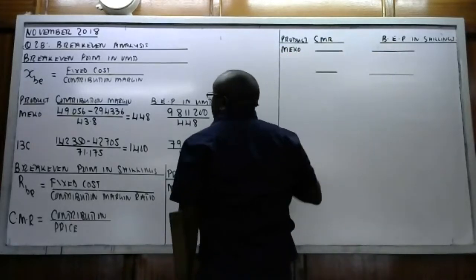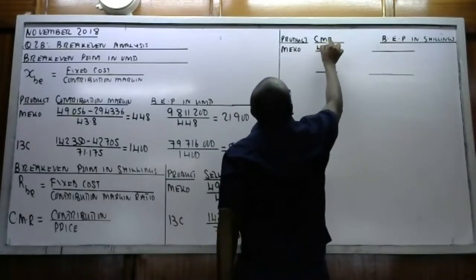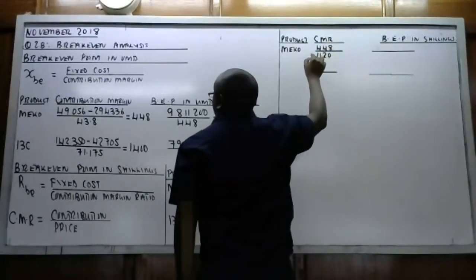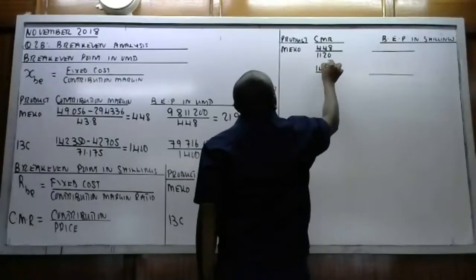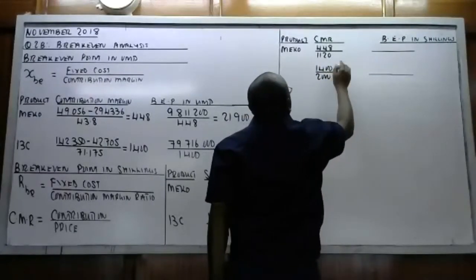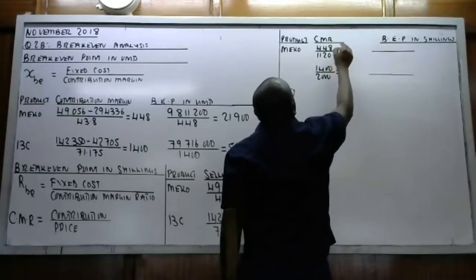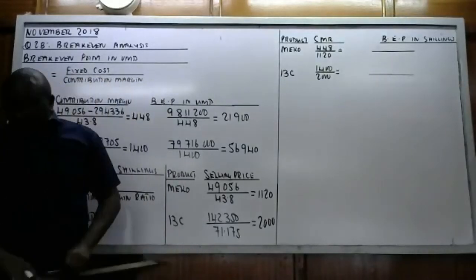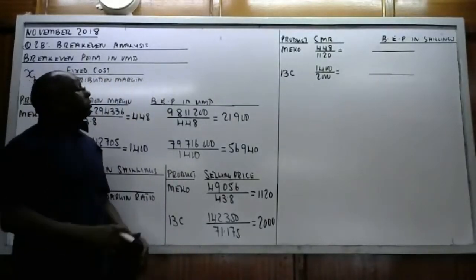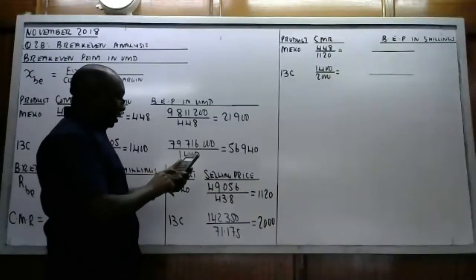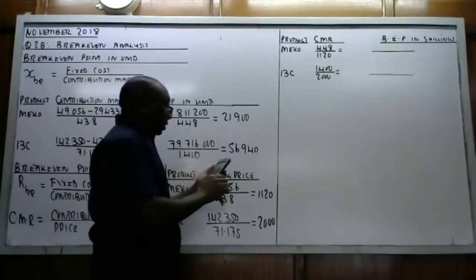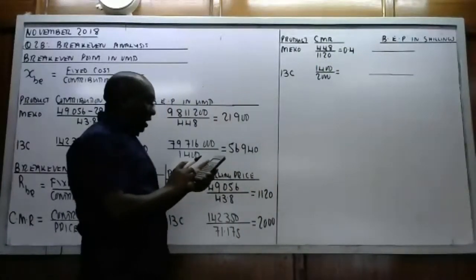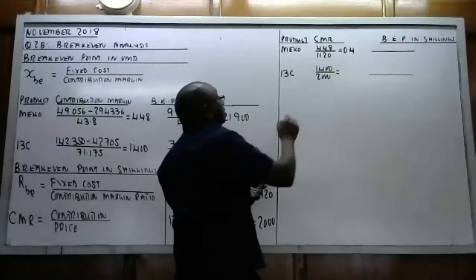So for Meko, the contribution was 448. The selling price is 1120. The other one 1400 and 2000. This is 13C. So the CMR will be 448 divided by 1120, 0.4. 1400 divided by 2000 is 0.7.